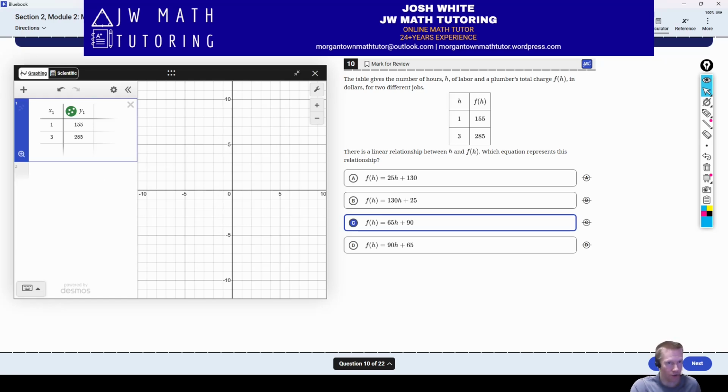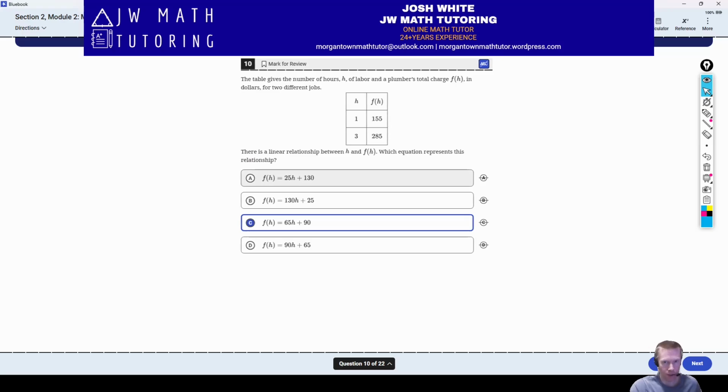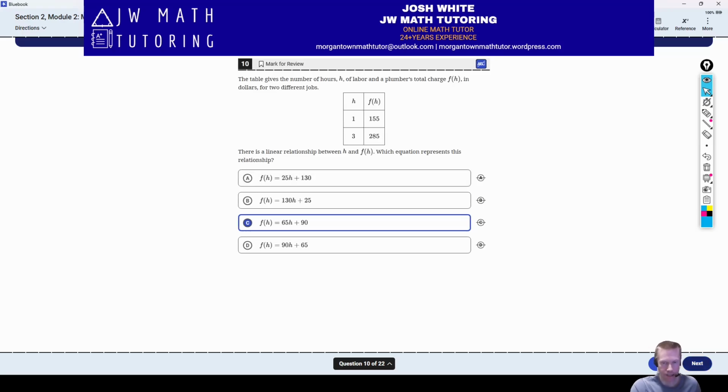However, I'll just show you also technically the way I normally do it is I type y1 tilde mx1 plus b, and then I would see here m is 65, b is 90. Okay, that corresponds to answer choice C. Regardless, whichever way you do it, the correct answer for this one is C, and that's how you can solve it.